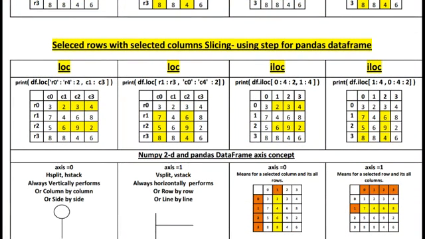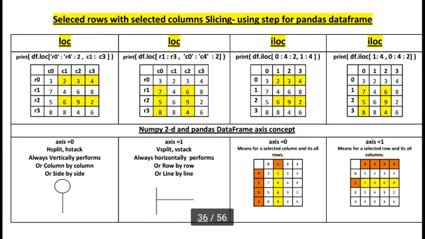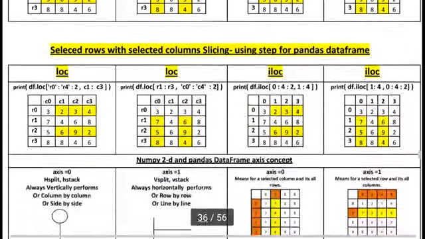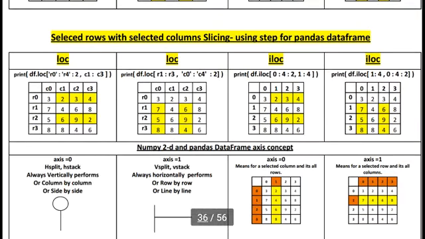Today I am discussing the slice operation again, but with new things. Last time I accessed a single row, single column, single value, more than one row, more than one column, entire rows, entire values. But the new thing today is that with the help of the slice operation, we can select a selected row with a selected column.